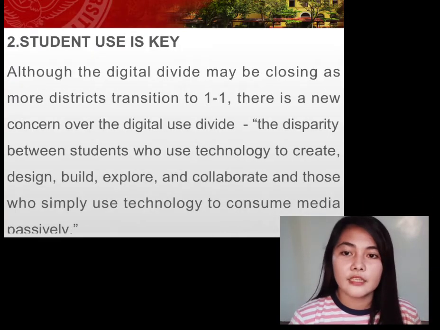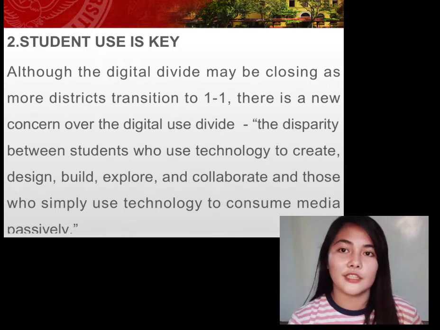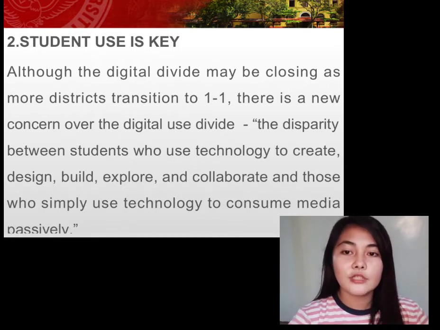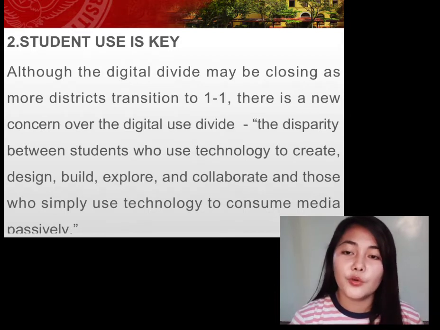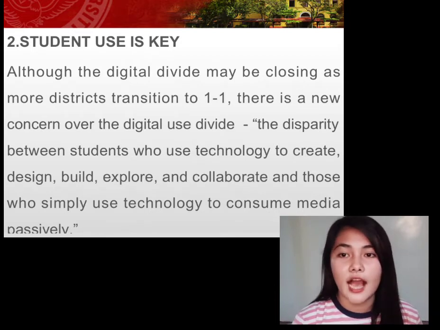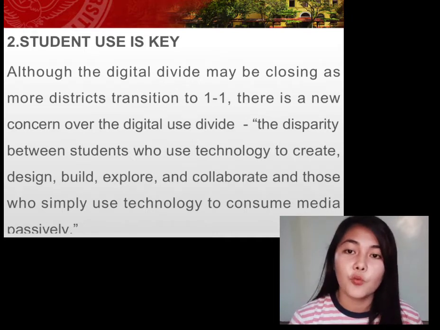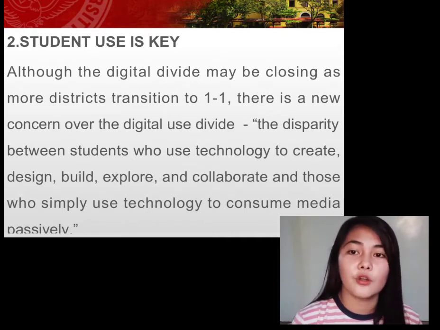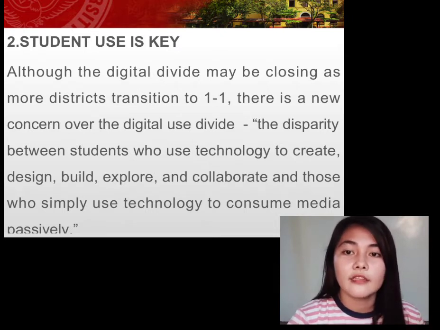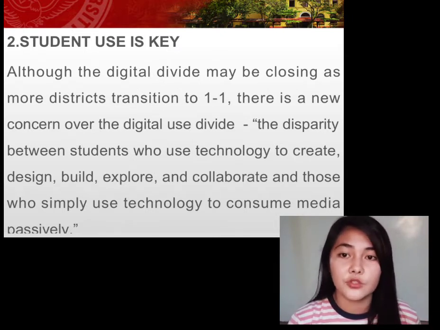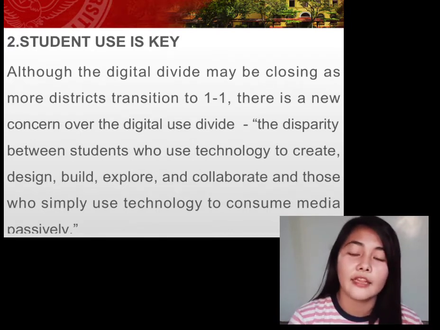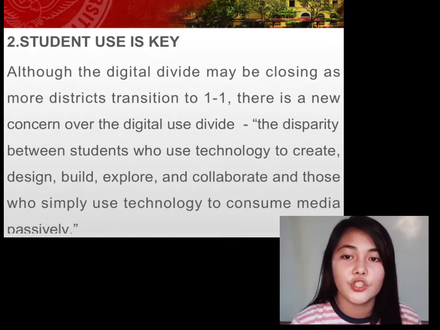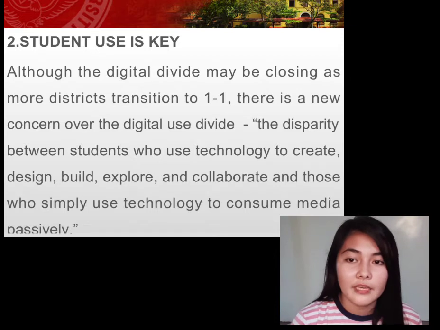Next that we will consider in choosing a technological tool is that student use is key. So what is this student use? Student use is key. Although the digital divide may be closing as more districts transition to one-on-one, there is a new concern over the digital use divide, the disparity between students who use technology to create, design, build, explore, and collaborate, and those who simply use technology to consume media passively.